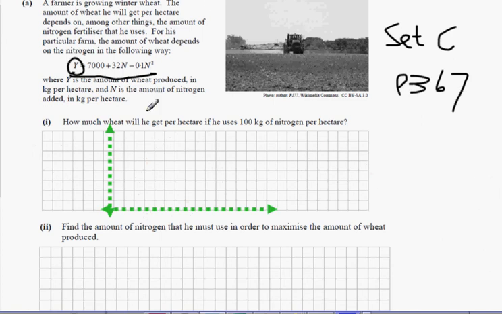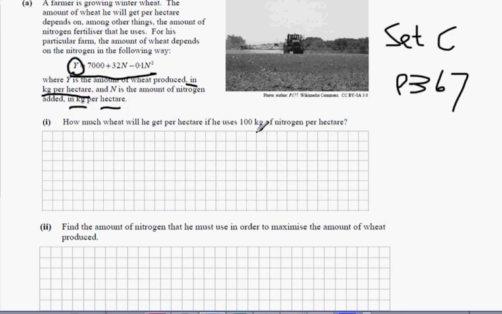So the first thing it's going to ask you is, y represents the amount of wheat produced in kilograms per hectare. Please read that, it says kilograms per hectare. Okay? n is the amount of nitrogen added in kilograms per hectare.